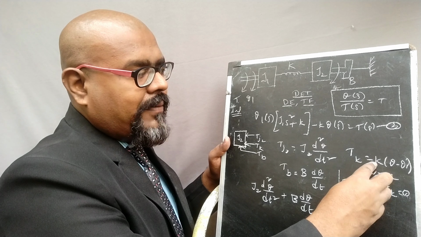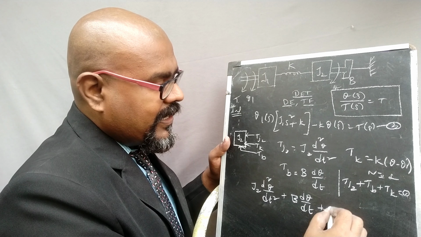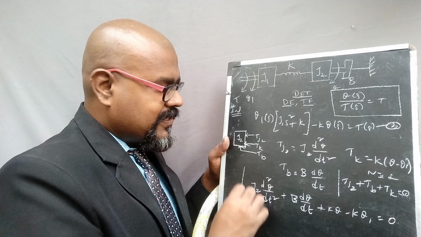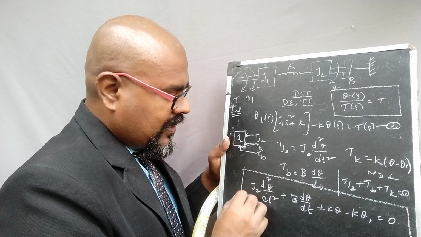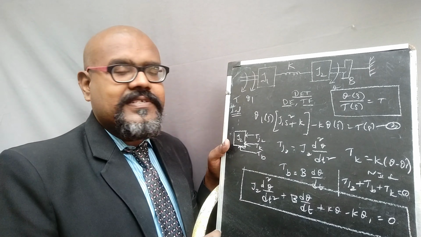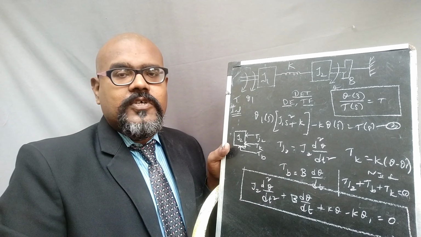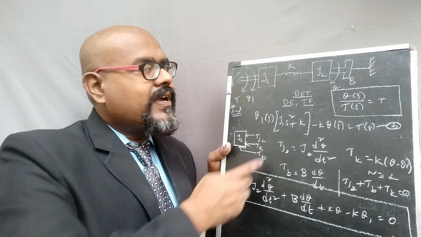Then we can multiply within the bracket. Then k into theta minus k into theta 1 is equal to 0. So this is the differential equation we got after the substitution of Newton's second law. This is equation number 3, the differential equation of J2.